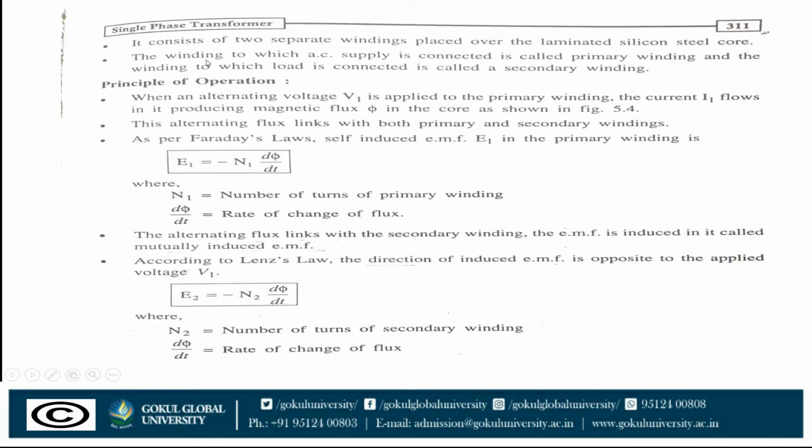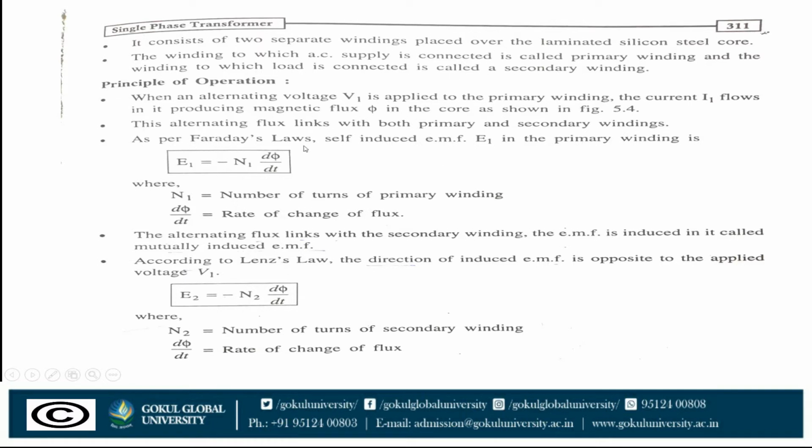It consists of two separate windings placed over the laminated silicon steel core. The winding to which the AC supply is connected is called the primary winding, and the winding to which the load is connected is called the secondary winding. Now the principle of operation. When an AC voltage V1 is applied to the primary winding, the current I1 flows in the primary winding and produces the magnetic flux phi. This flux links with both the primary winding as well as the secondary winding.